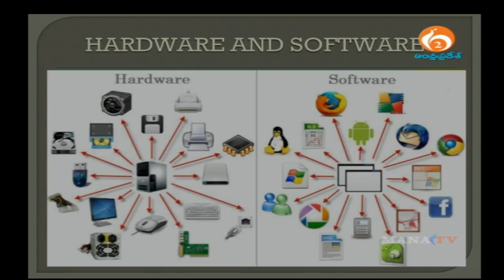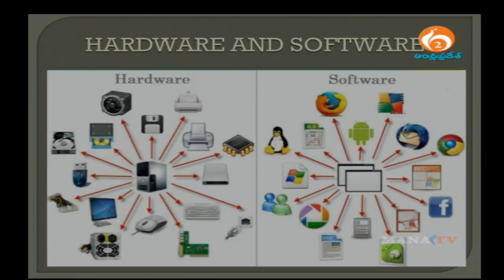Here, as I said, are some examples of hardware and software. In hardware, you can see SMPS, floppy drive, female pin, printer, inside chip, hard disk, a chip again, USBs, monitors, keyboard, CPU, the processor fan, the CD drive. As I said, these are all the hardware components that you can see.